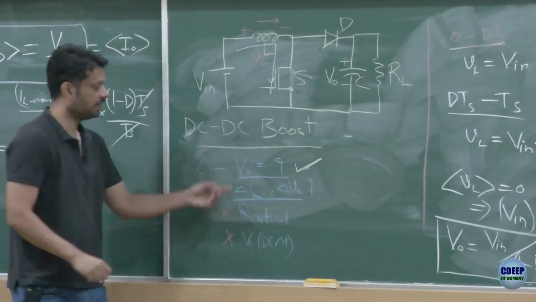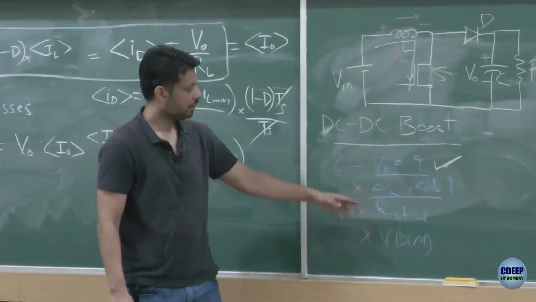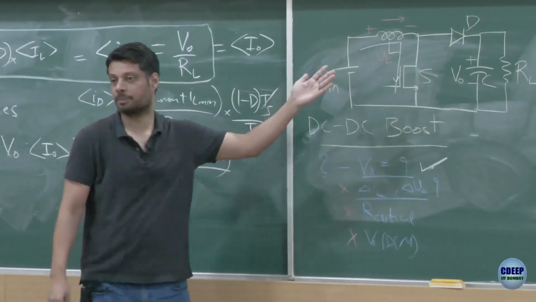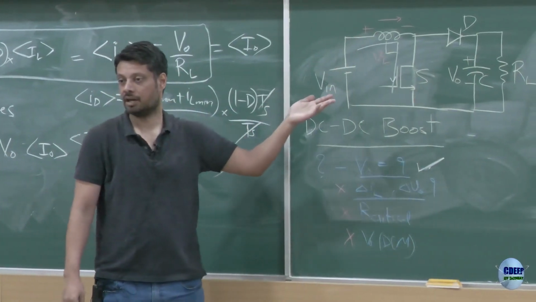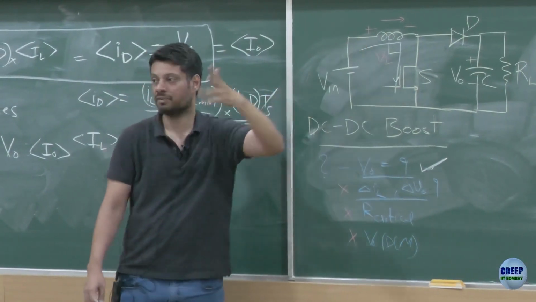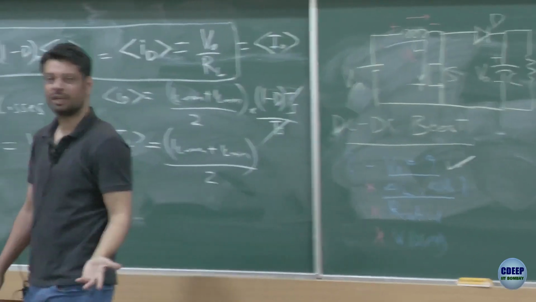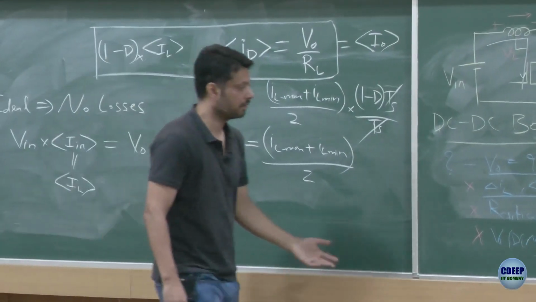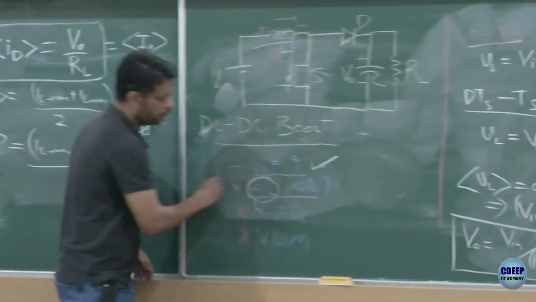We have found the average output voltage. If you want to calculate the inductor current ripple, you can do that, right? How will you do it? When the switch is on, this is the voltage across the inductor, V equals L di by dt. It will quickly give you the expression for inductor current ripple. So you can find this also.